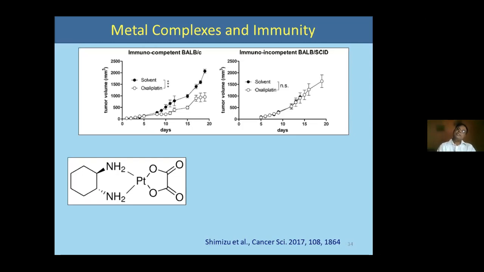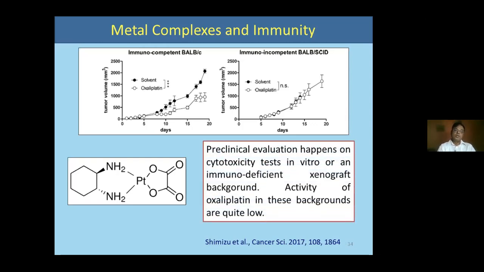We used to test many drugs in vitro and we found that they are not active. But if you put what we are testing in vitro into an actual biological system, we don't know if it will work or not. So this is the example where it has shown that when the immunity system is not there, oxaliplatin is not working, but when the immunity system is there and functional, oxaliplatin is working against cancerous cells.